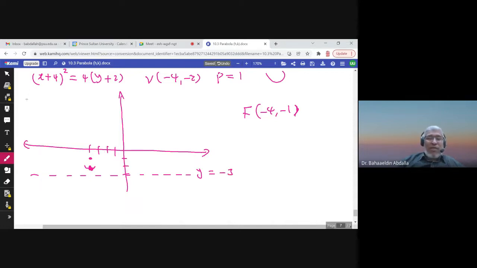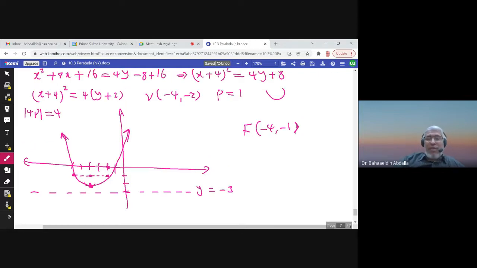To be accurate, the length of the latus rectum is 4. 2 units to the right here, 2 units to the left here. This is the latus rectum. This is the graph of the parabola. Make sure of the x-intercepts and the y-intercepts. Let me do it again for you.